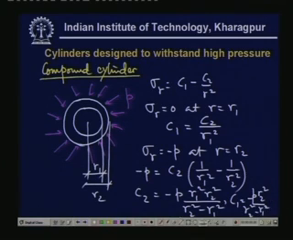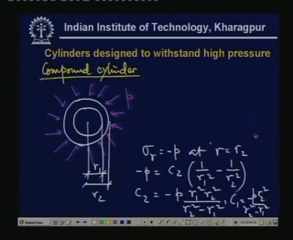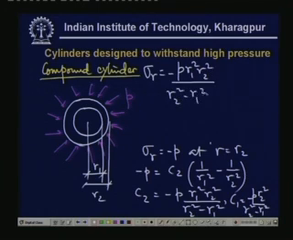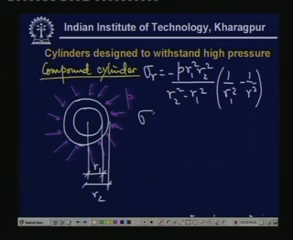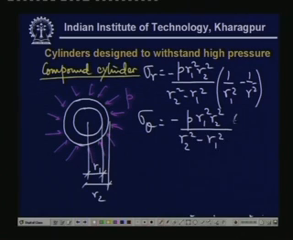So, in that case if you take help of these two equations, then what we get, sigma R is equal to minus P R1 square R2 square divided by R2 square minus R1 square times 1 by R1 square minus 1 by R square. Similarly, sigma theta will be equal to C1 plus C2 by R square, and that will be equal to minus P R1 square R2 square divided by R2 square minus R1 square times 1 upon R1 square plus 1 upon R square.